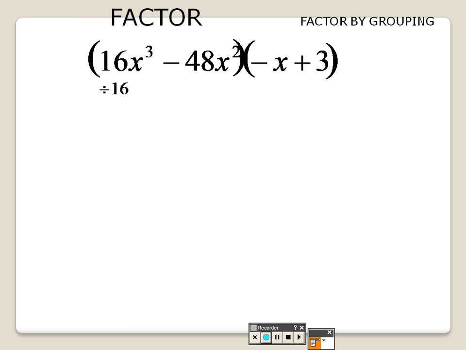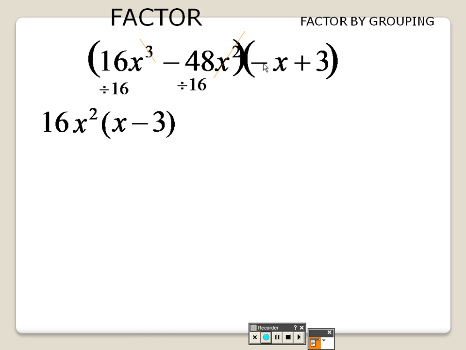So when I group this, I have the 16s. I'm going to take a 16 out of both those, and they also have two x's that I can take out of each. So when I do that, I have a 1 left over inside, and I have 1x left. Negative 48 divided by 16 is a negative 3, and both those x's are gone.